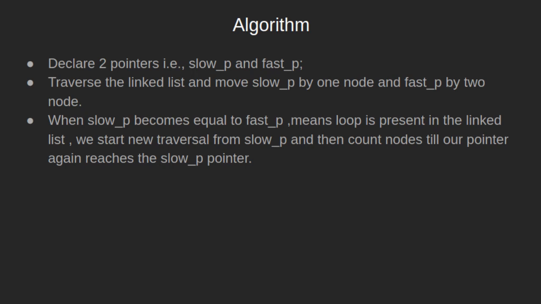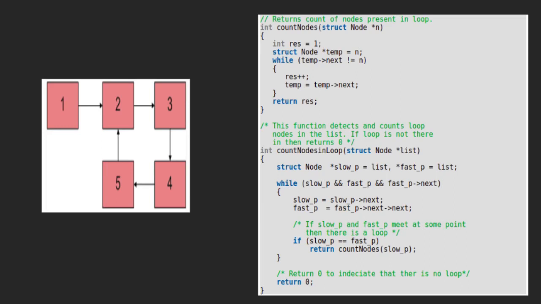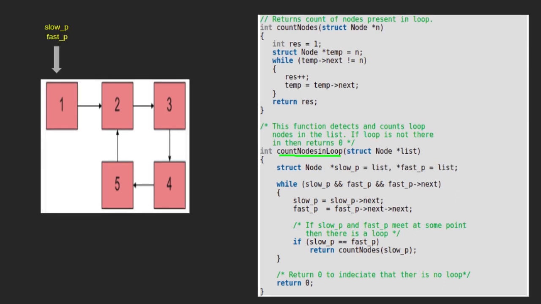Let's implement this algorithm and demonstrate it using an example. We have a given linked list 1, 2, 3, 4, 5 with a loop present 2, 3, 4, 5. So in the function count nodes in loop, we declare two pointers slow_p and fast_p. We initialize both slow_p and fast_p with the head of the linked list. So initially both pointers slow_p and fast_p point to 1.